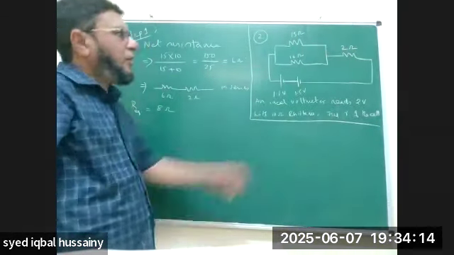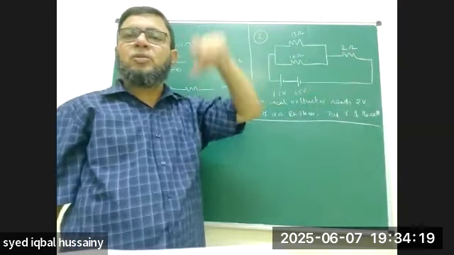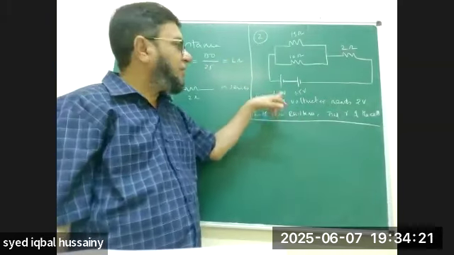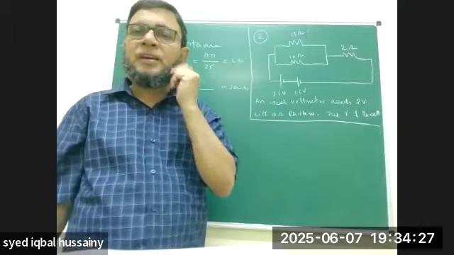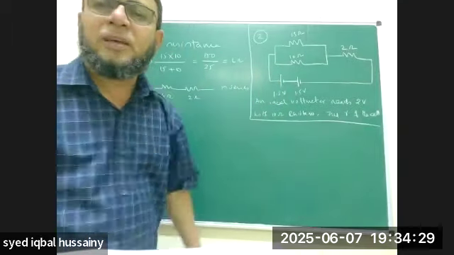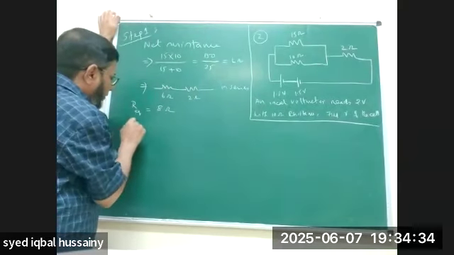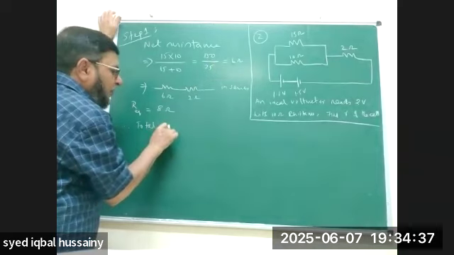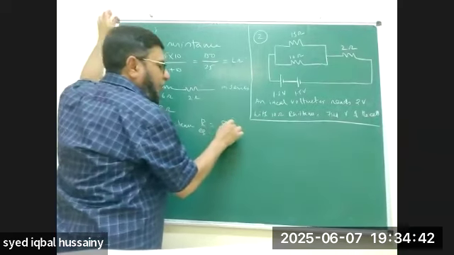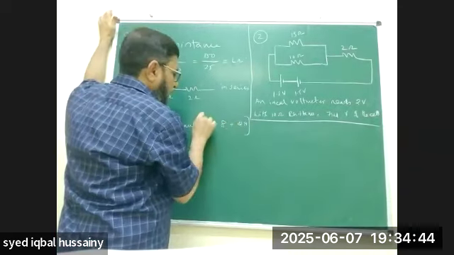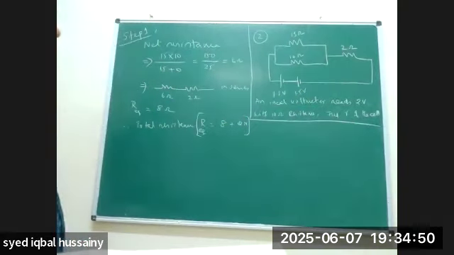So R equivalent, when you solve this, you get the answer 8 ohm. So 8 ohms plus, you know that if a cell is given, it means internal resistance is there. For this cell, small r is the internal resistance. For this cell, one more small r is the internal resistance. So when you add r plus r, it is 2r. Therefore, total resistance R equivalent will be equal to 8 plus 2r, the net resistance.